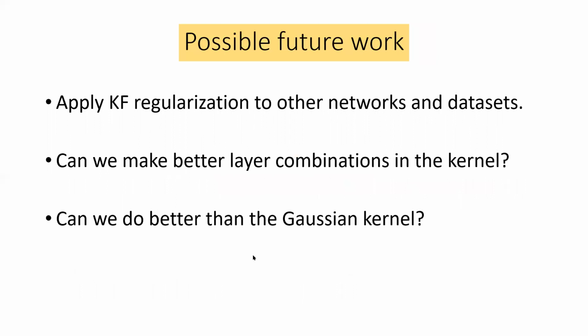Possible future work could include applying this KF regularization to other networks and other data sets such as speech recognition, video learning or video classification, or some other class of data set. We also ask if we can make better layer combinations in the kernel. This wasn't explored too much in depth in this work. And also, is it possible to do better than the Gaussian kernel, with the fact in mind that each of the outputs of each layer is actually an output of a convolution?